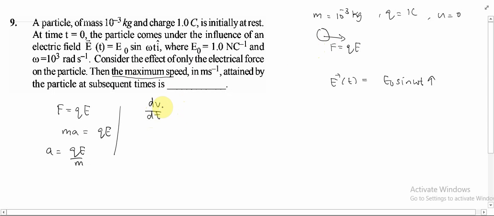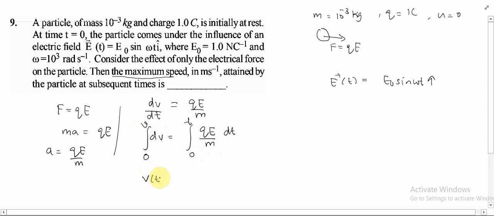So first we have to find the relation between velocity with respect to time. We have to find the velocity-time relation. So we write dv/dt = QE/m, or dv = (QE/m) dt. Now we can just integrate both sides of the equation. At time t = 0, the body is initially at rest, so the lower limits are 0, and at time t, the velocity will be v. When we integrate the integral of dv, this will be v.